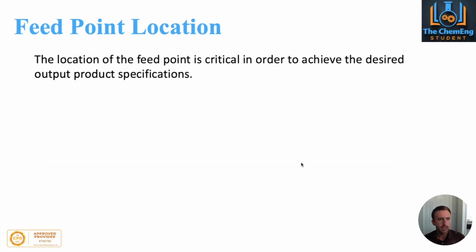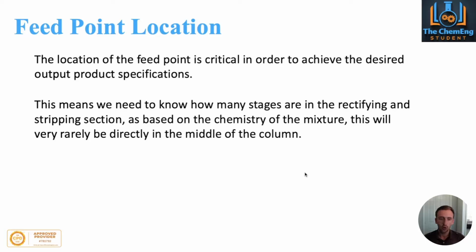Now, the final parameter here is the location of the feed point. And we can find this because this is important for when we actually want to reach our specified goals. What I mean by that is if we want to achieve a specific concentration or purity of the product, then we can't just put the feed point in the center of the column, because depending on the number of stages that we have, and depending on the operating conditions, we may need more space in the rectifying section compared to the stripping section, or vice versa.